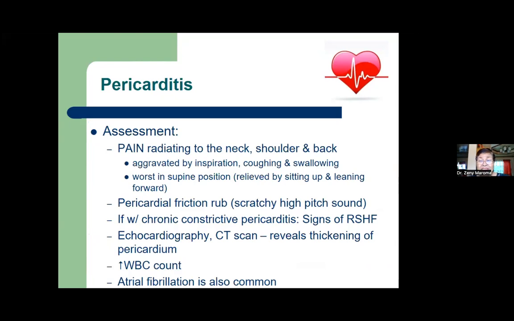So the signs and symptoms, just like any other organ, na namamaga, then there will be pain. Initially, there will be swelling. Okay. There will be a loss of function.